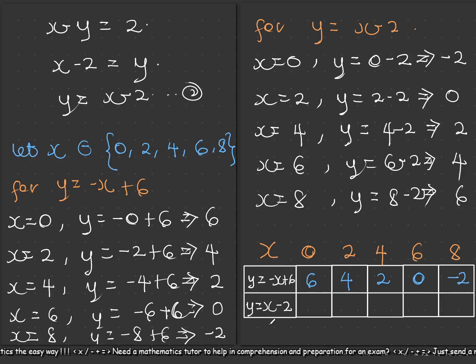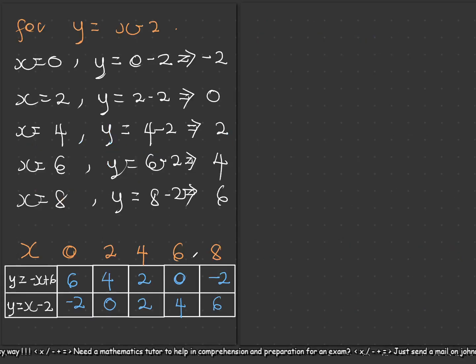Then that of x minus 2. So this is it over here. If x equals 0, we had negative 2. X equals 2 gives us 0. X equals 4 gives us a 2. Then x equals 6 gives us a 4. X equals 8 gives us a 6. So if you're able to get this table, you now come to your graph. Okay, so let me get my graph sheet here.